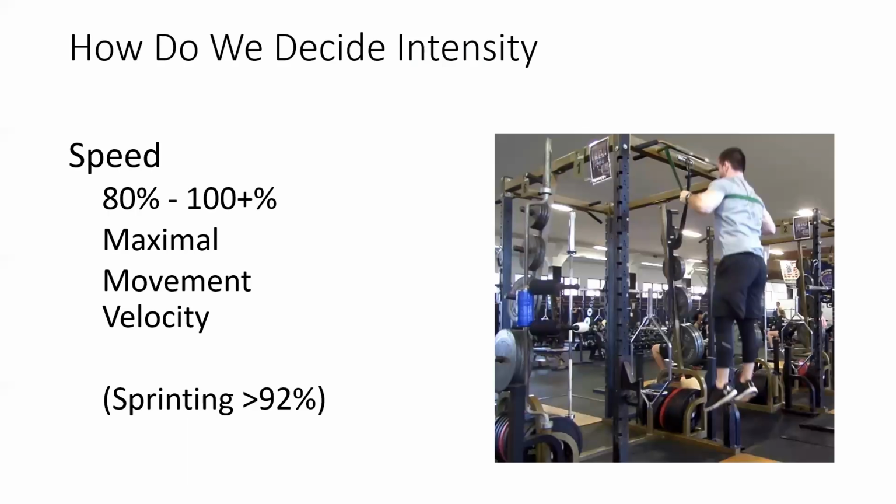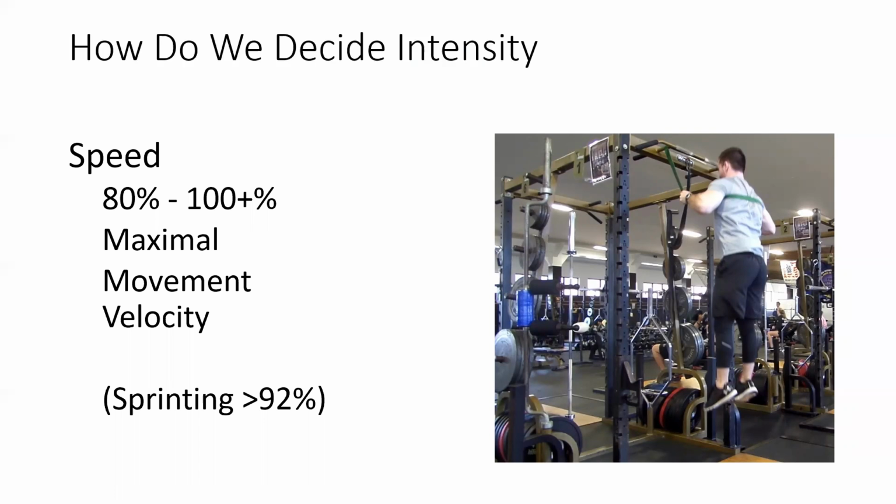What about maximal speed? I talked about sprinting earlier. We have to be faster than 92%. But if we're trying to improve speed, we have to be at 80 to over 100% of maximal movement velocity. Sprinting is a little bit different because of the elastic components and the distances that you're moving. But if we're looking at maximal speed within a movement pattern, we have to move at 80 to 100% or even faster to improve movement speed.